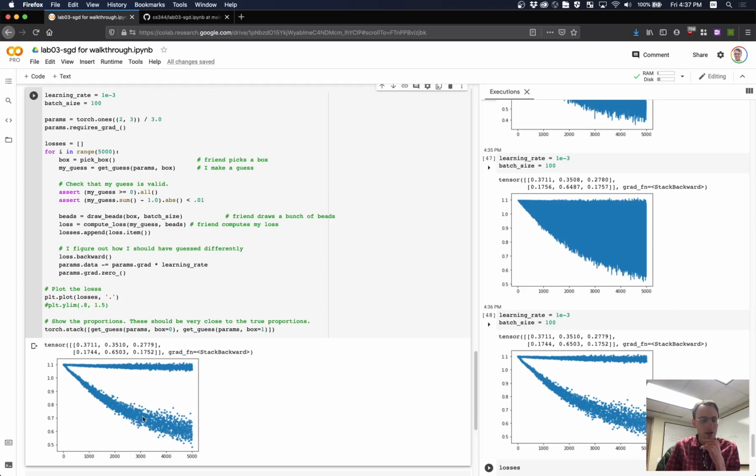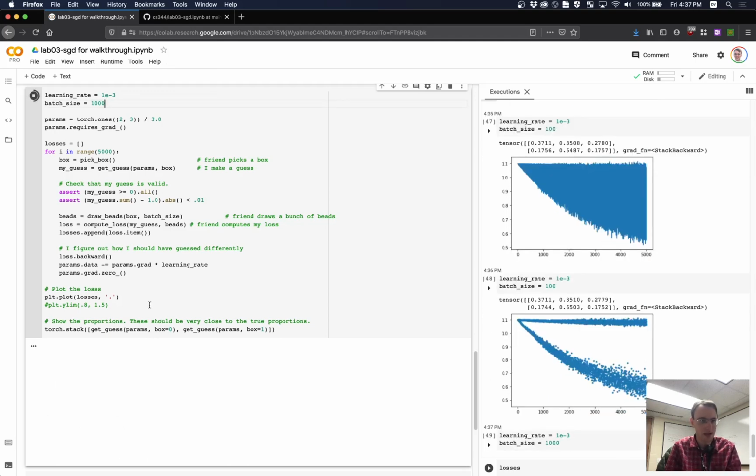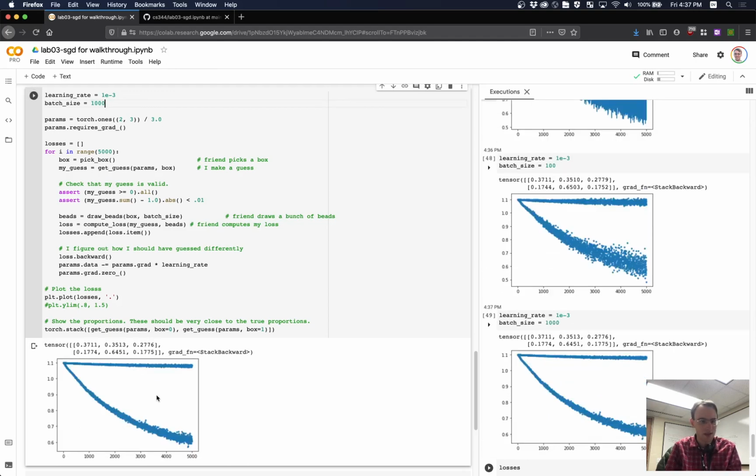We're being able to make better and better guesses at this box. We can really see this clearly if we crank up the batch size. So now we have these nice smooth estimates. So it looks like this lower bound here is converging to something.